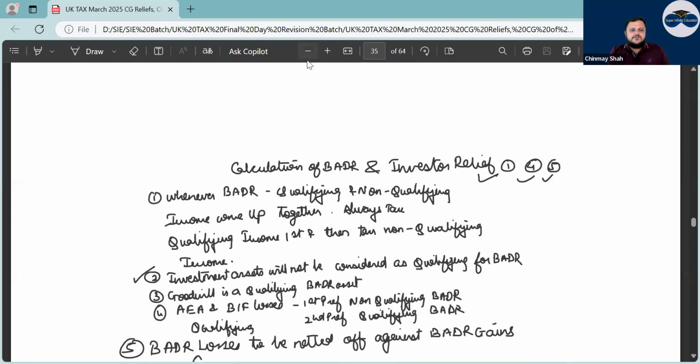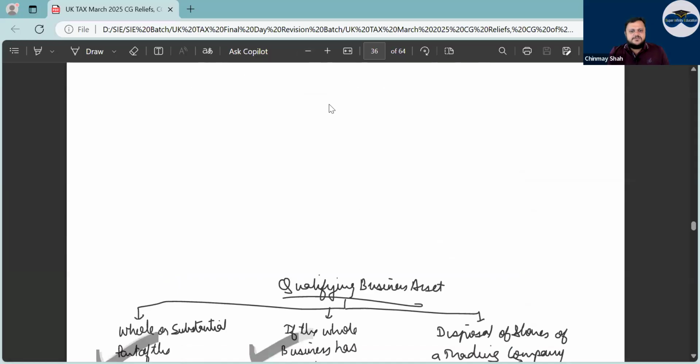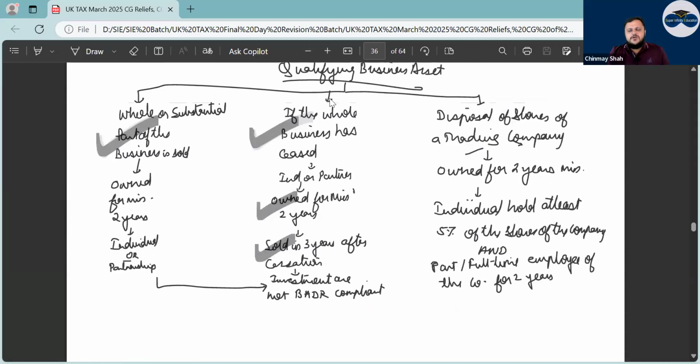Qualifying asset for BADR, correct? Have a look. What are the assets? Whole or substantial part of the business is sold, owned for a minimum of 2 years. It can be for an individual or partnership. If the whole business has ceased, in that case, the individual or partner has owned the business for a minimum of 2 years and sold it within 3 years after cessation, right? Investments are not BADR assets, correct?